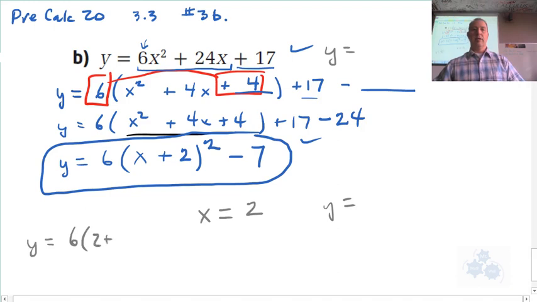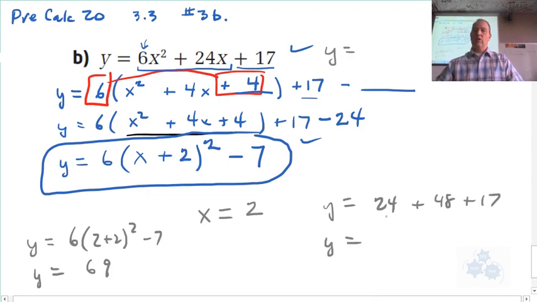That's 6 times 2 plus 2 squared minus 7. So that's going to be 6 times 4 squared. So 4 squared is 16. 6 times 16 is 76. Minus 7 is 69, I believe. And over here, 6 times, what did I say, 2? 6 times 4 is going to be 24. Plus 24 times 2 is 48, plus 17. So that's going to be 60, 72, plus 17.